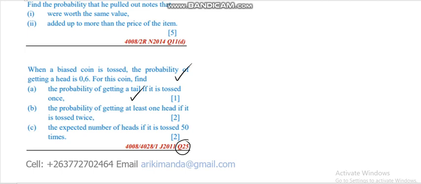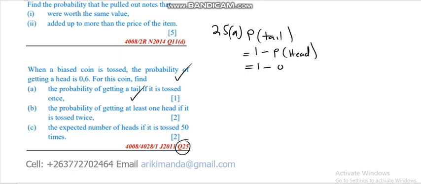This is how we answer it. Our question is question number 25A. What is the probability of getting a tail? All probabilities in an event, if they are added, we get 1. So probability of getting a tail, we can safely say 1 subtract the probability of getting a head, which is 1 minus 0.6. We get 0.4. This is our answer.